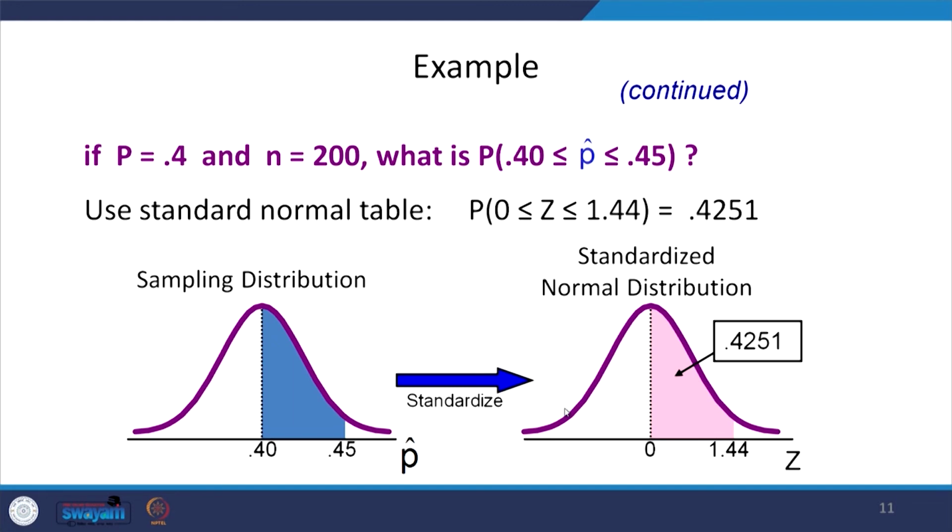So, we will summarize what we have done. It was asked what is the probability that the sampling proportion lies between 0.4 and 0.45. So, what we have done, this 0.4 we have converted into the corresponding z scale, it becomes 0. This 0.45 we convert into the corresponding z scale, it is 1.44. Then we found the area between z value 0 to 1.44, which we got 0.4251.